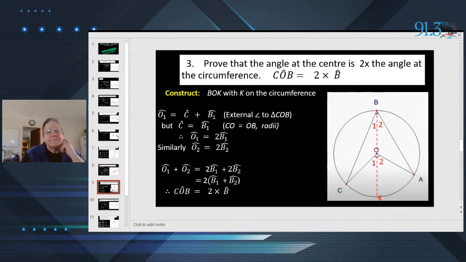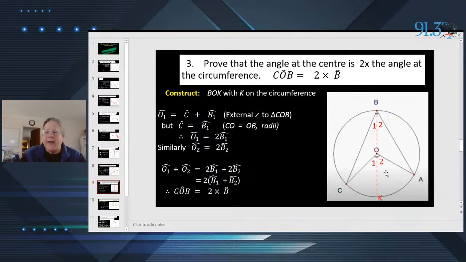Now, this one is also not difficult, and I think pay a lot of attention to this theorem. Prove that the angle at the center is twice the angle at the circumference. So in other words, that angle COB is twice angle B. Again, we must make a construction. So we will construct BOK, and K is on the circumference on the other side.